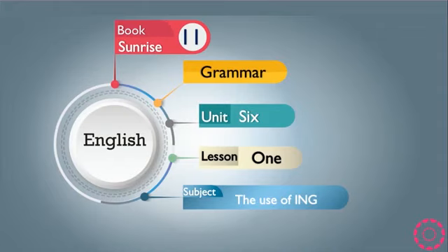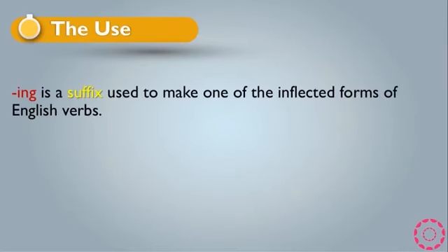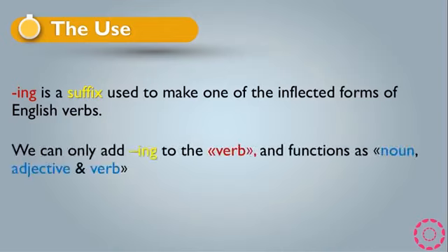So let's see what is the using of ing, what are the forms. First of all, we have the use. Ing is a suffix used to make one of the inflected forms of English verbs. Okay, so we know that ing is a suffix. We can only add ing to the verb, and it changes the verb to function as a noun, adjective, or verb.